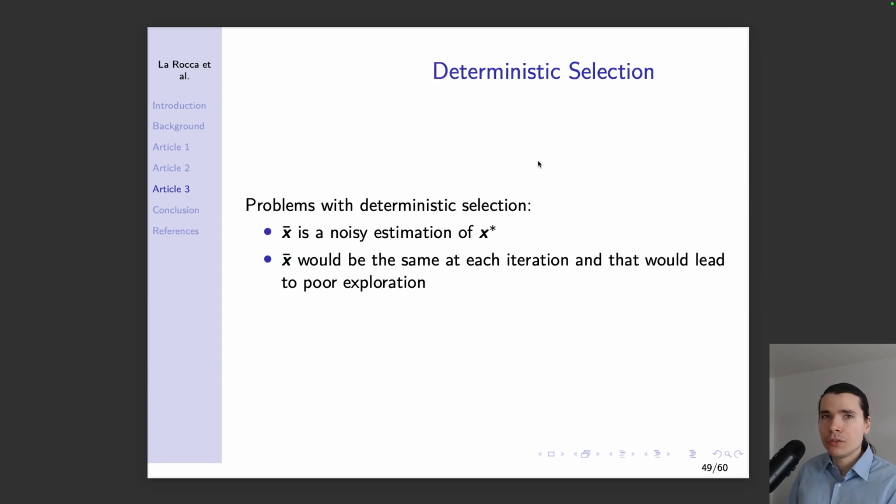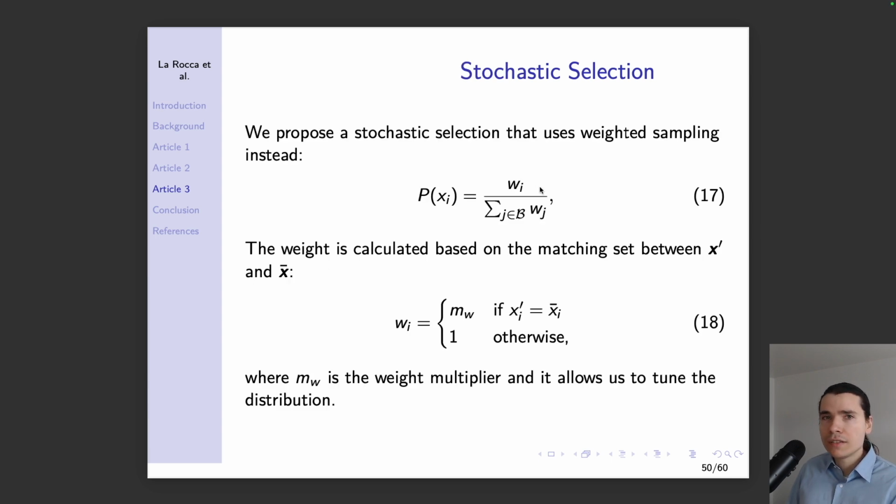There are a few issues with doing deterministic selection, as we just proposed. First, the prediction is a noisy estimate of x star, and also it would be the same at every iteration. To address this issue, we propose the following solution of doing stochastic selection. We assign some probability of selection to every variable based on some weight. This weight is calculated based on a matching set between the predicted solution and the incumbent.